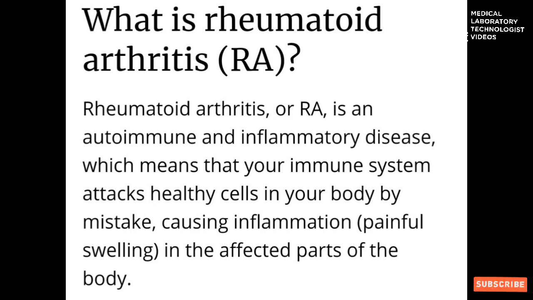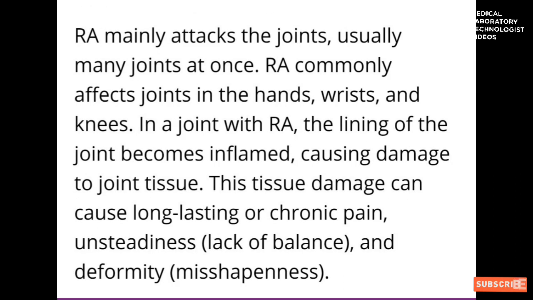And second is inflammation. It will cause inflammation, with painful swelling in the affected parts of the body. And what are the affected parts of the body? The joints. There are different types of autoimmune diseases, but in rheumatoid arthritis the autoimmune disease attacks the joints. Which joints? The hand, wrist and knee joints. Usually many joints are attacked at once, meaning the wrist, knee and hand joints, and our immune system will cause inflammation.